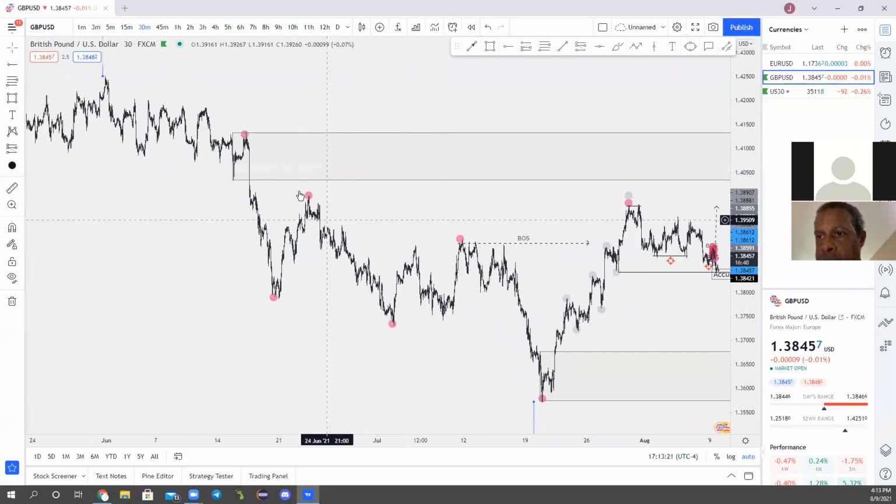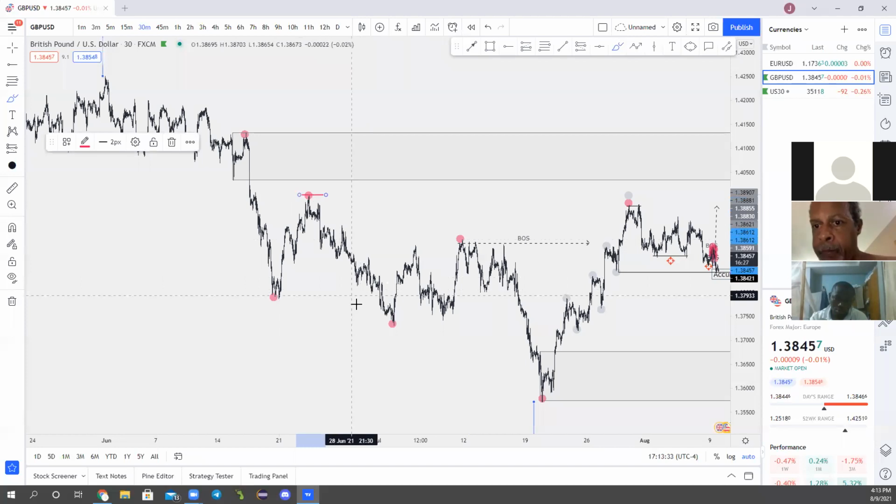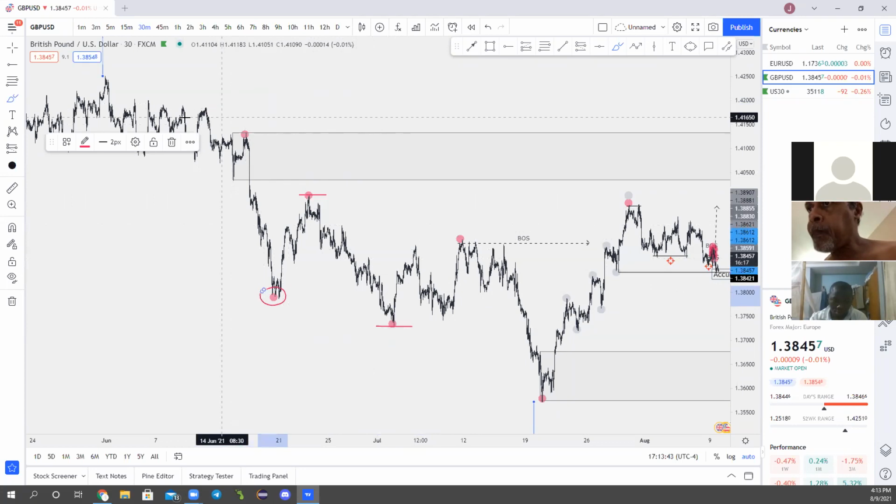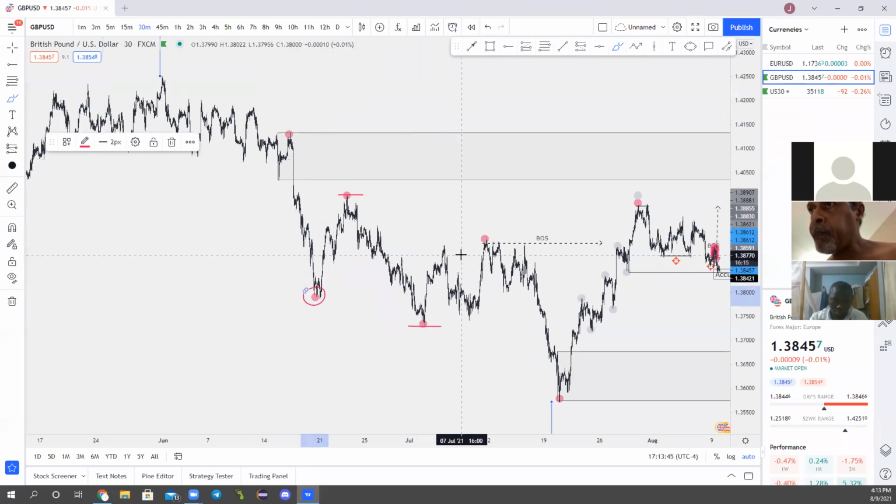So if you look, this is the high that made this low, this high made this low, and then in this one. Every time you make a new leg, you create a trading range. Now after you broke this low here, your trading range is from here to here, because this is the high that made the new low in the downtrend on GBP USD.